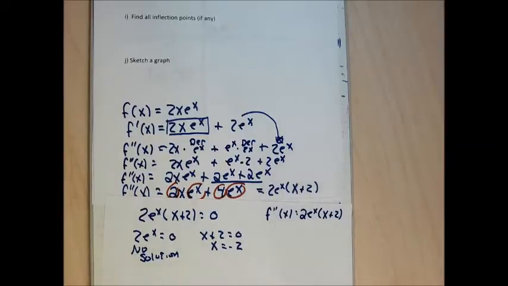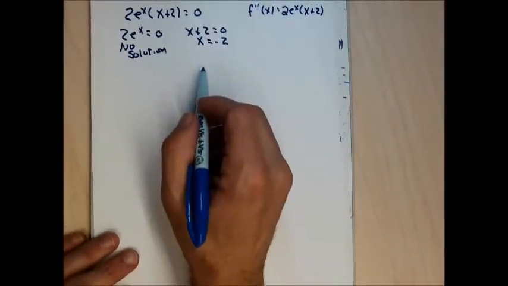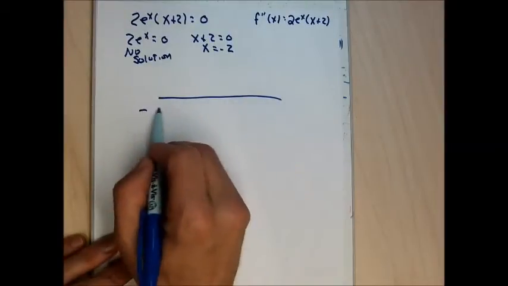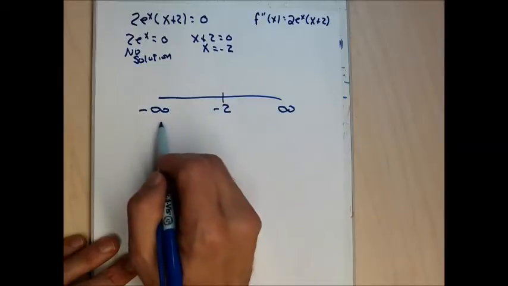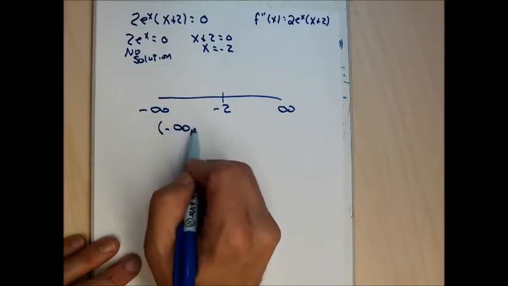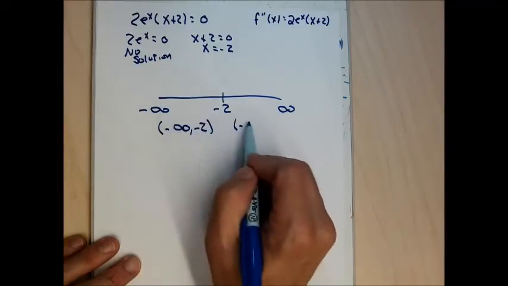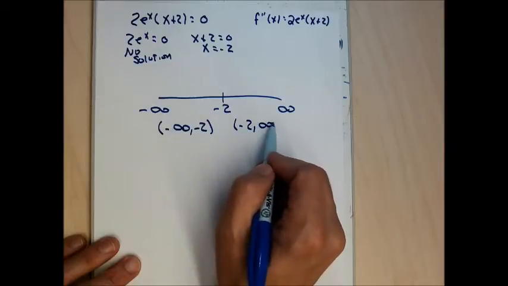I now need to work on my number line. I'm going to put on my number line negative infinity, positive infinity, put the negative 2 between them, create an interval from negative infinity to negative 2, an interval from negative 2 to infinity.